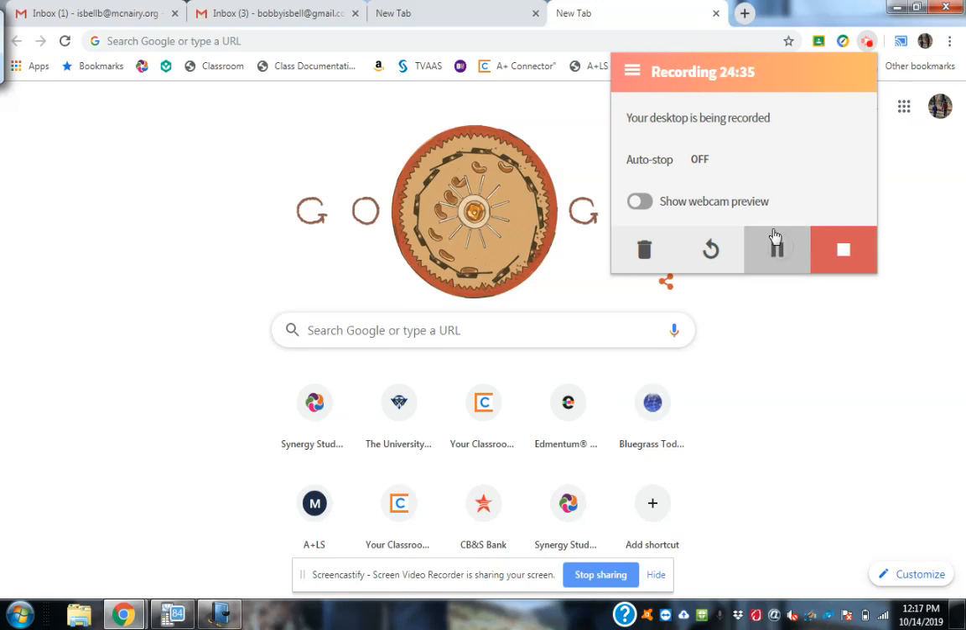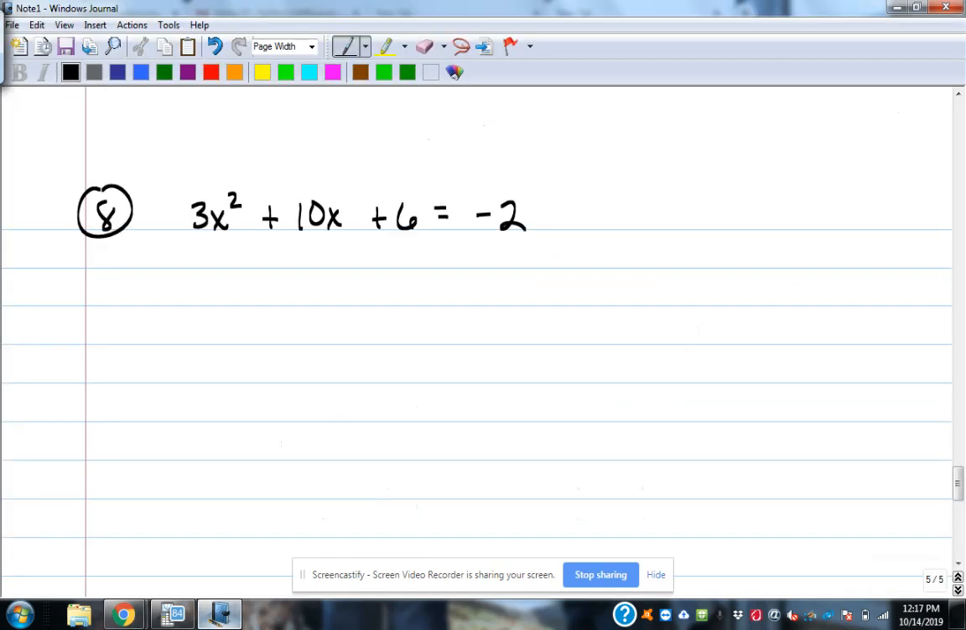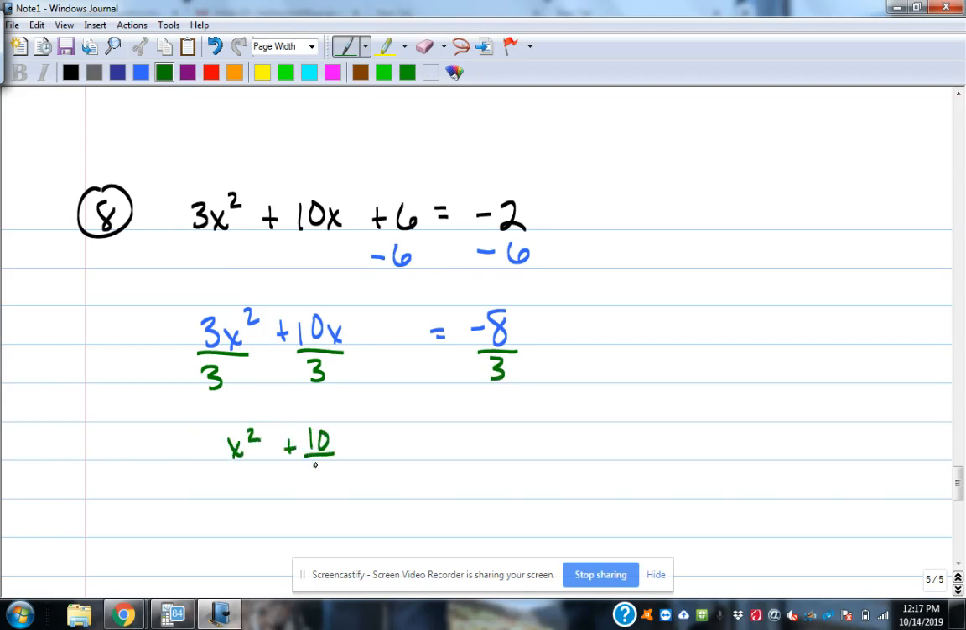Just a second, guys. Okay, so what do we do first on this one? Subtract 6. So we get 3x squared plus 10x is equal to negative 8. Now what? Divide by 3. But it doesn't go evenly into everything. Oh well. Still going to follow the process.